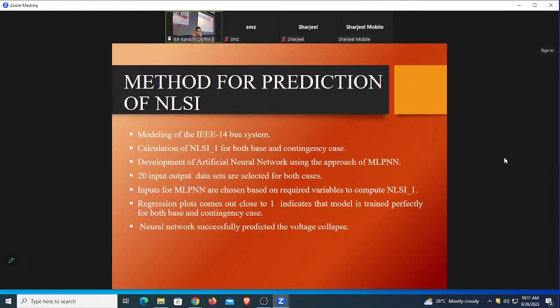The artificial neural network employed here is the multi-layer perceptron neural network. Around 1,000 samples for input data have been taken, and these samples have been trained using the Levenberg-Marquardt training algorithm. After the successful training of the network, we have tested this network for 20 samples. So our regression plots come out close to 1, which indicates that our ANN model is trained perfectly for both the base and contingency case. After the successful training of the network, we'll validate and test the model for the prediction of NLSI.